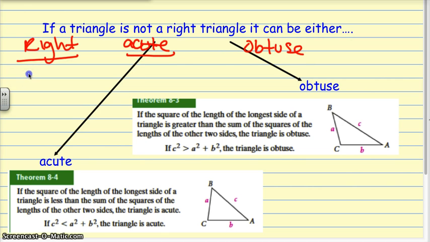So under right, we already know that we would take c squared would equal a squared plus b squared. So if indeed those are equal to each other, then it's going to be a right angle, meaning 90 degrees. And I know this looks a little bit backward, and that's why it's referred to as the modified version.